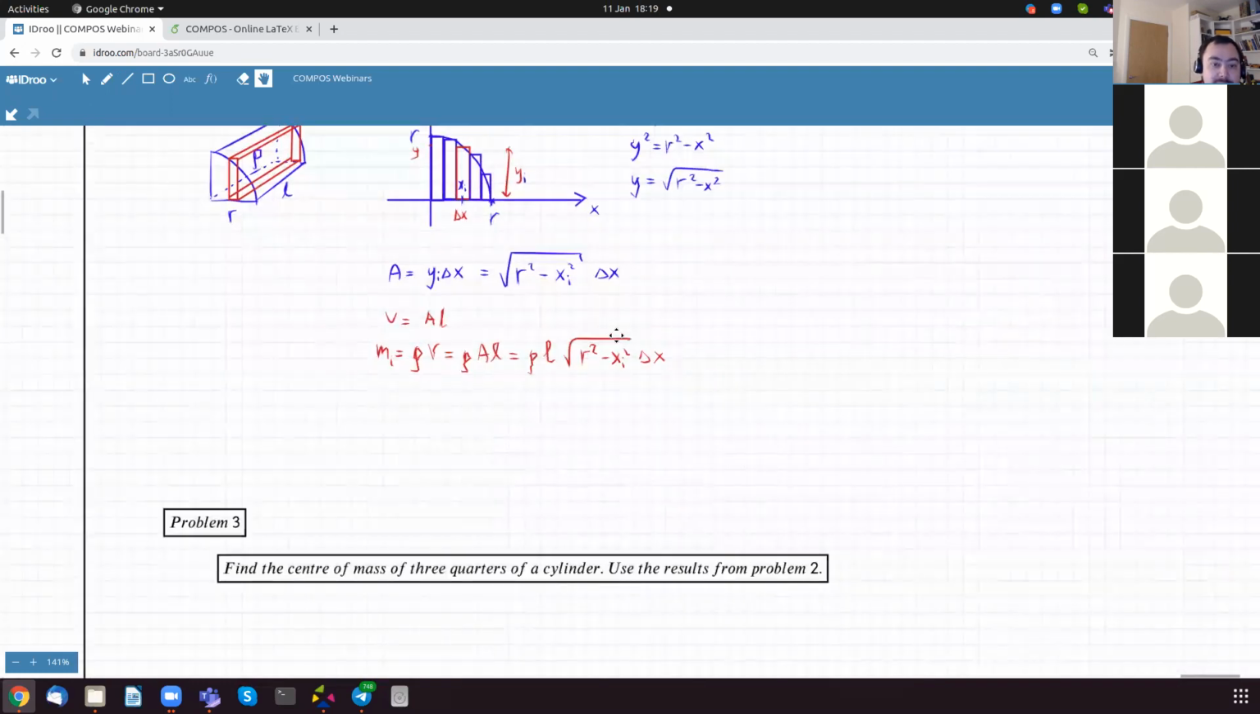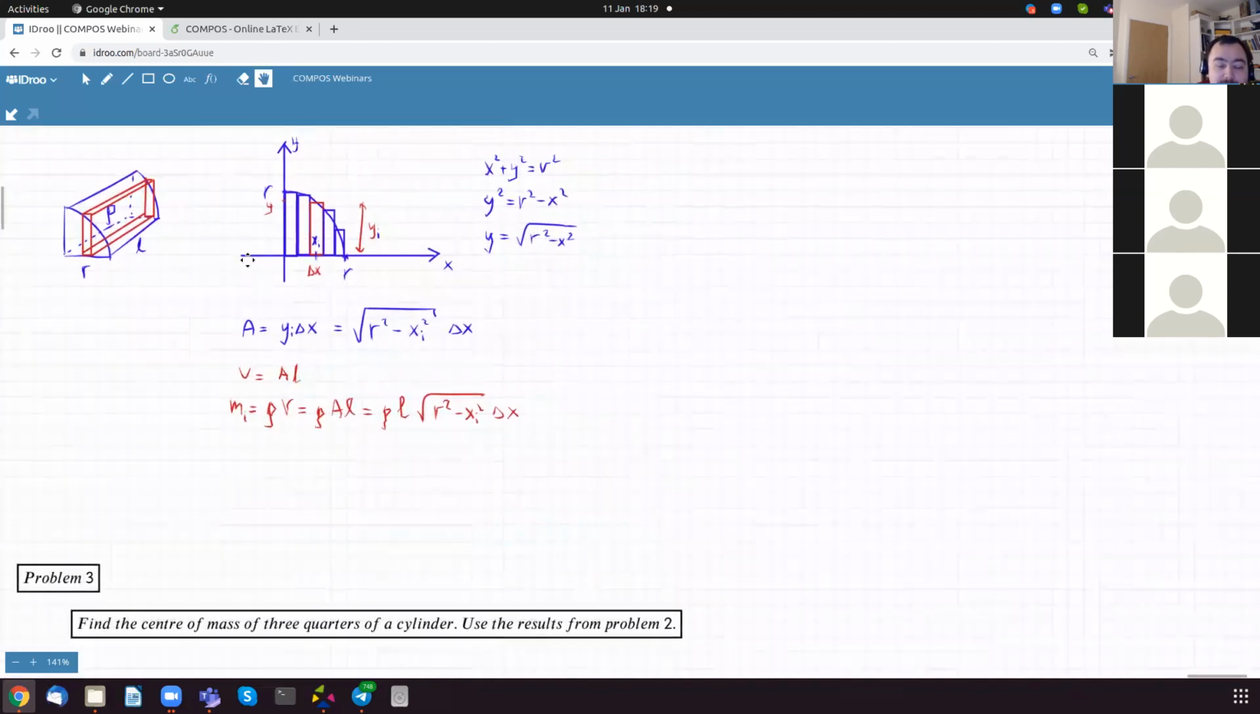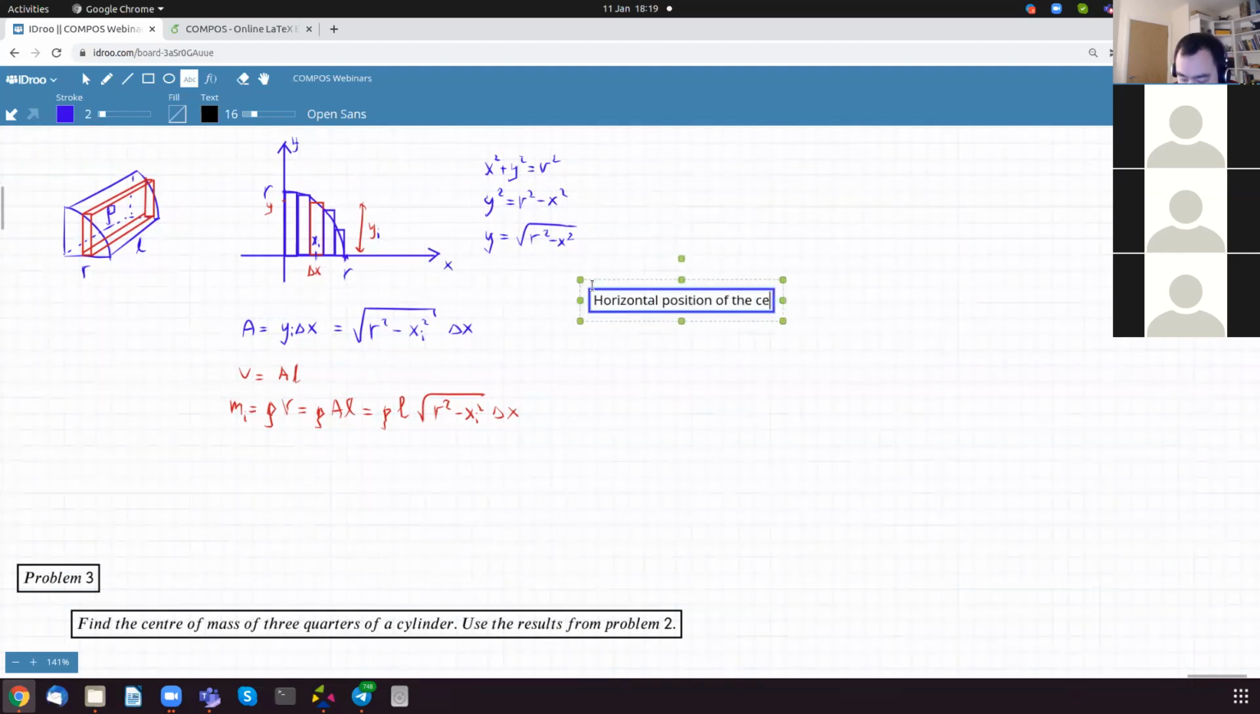Now we need the formula for the center of mass. So we're going to find the X center of mass. We're not talking about the R center of mass, because that would be in 2D. We're just interested in the horizontal position of the center of mass. So let's write that down: horizontal position of the center of mass. And we have a wonderful formula for that.